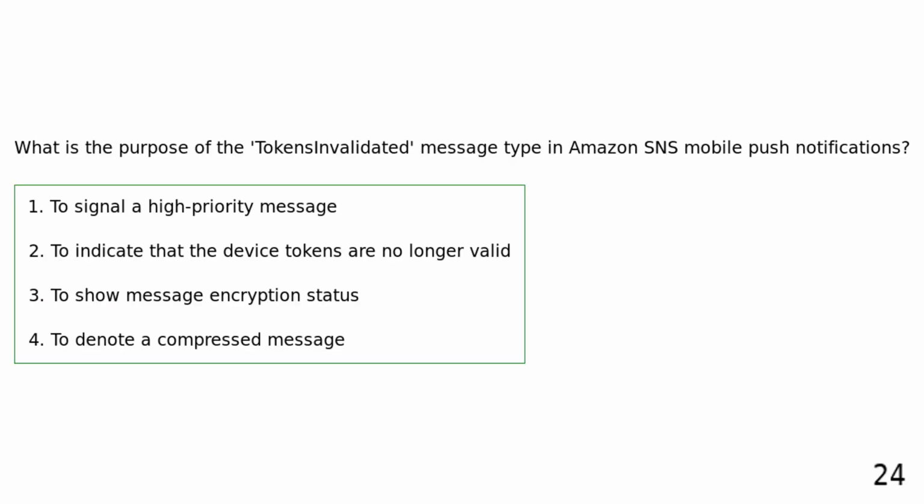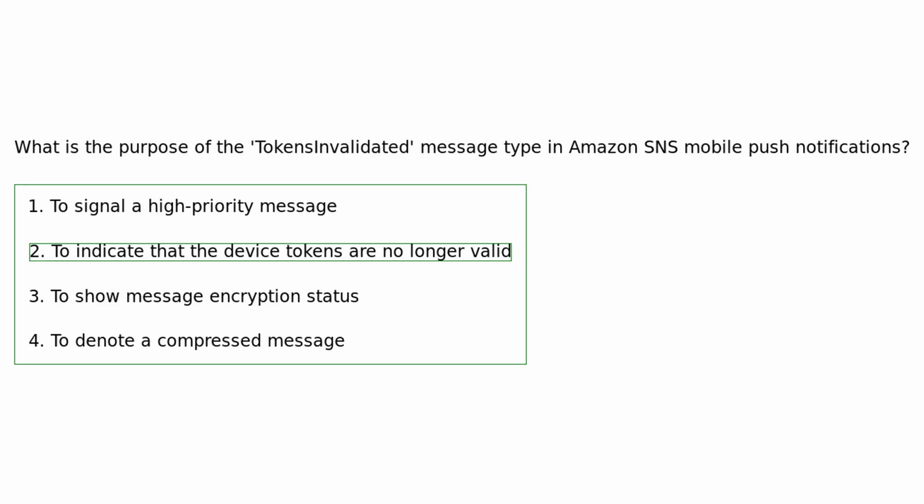What is the purpose of the tokens invalidated message type in Amazon SNS mobile push notifications? To signal a high priority message. To indicate that the device tokens are no longer valid. To show message encryption status. To denote a compressed message. In Amazon SNS mobile push notifications, the tokens invalidated message type indicates that the device tokens are no longer valid, prompting you to remove them and stop sending notifications to those devices.